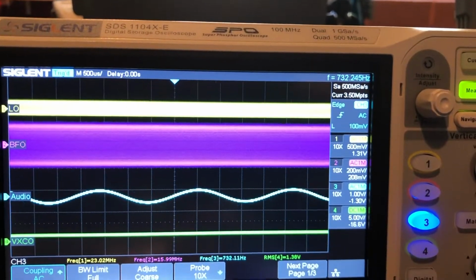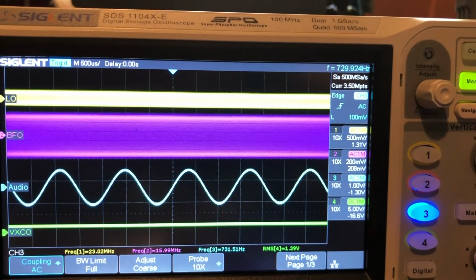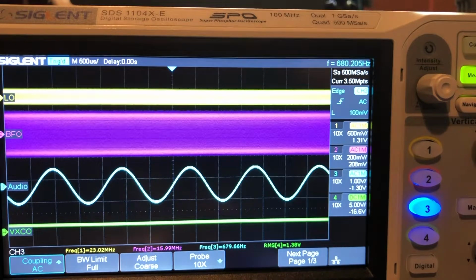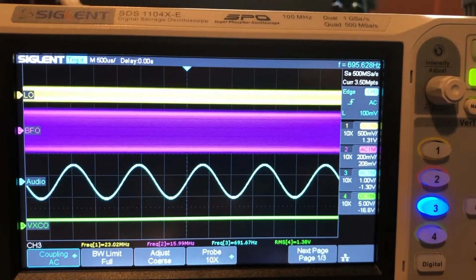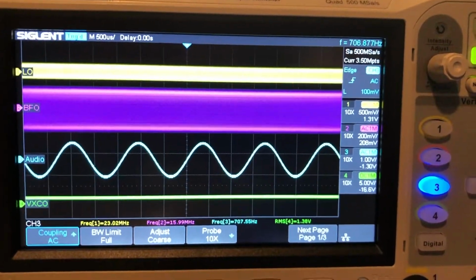I read someone had put a 10K pot on instead of 100K, but I think you lose some overall tuning range, and it's already kind of restricted on this design, so hoping that the 10 turn will be somewhat appropriate. All right, okay, so we're close to 700 hertz.